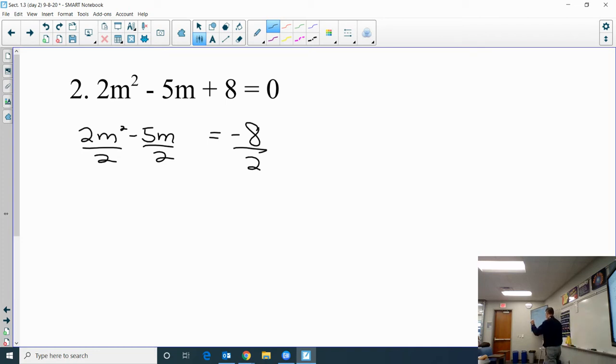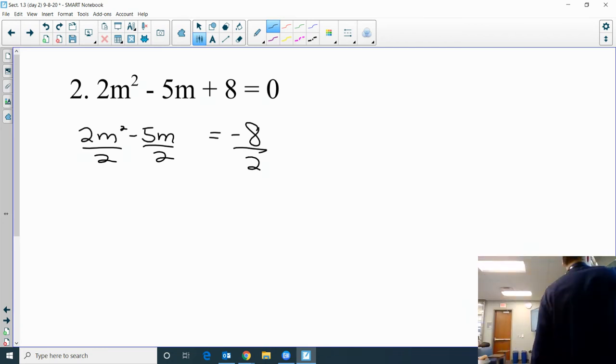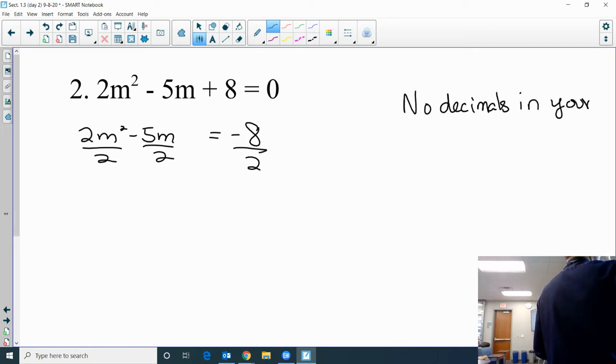Now, when we're completing a square, I don't want no decimals anywhere in your work or in your answer. Okay, so don't make that 5 over 2, 2.5. Do not do that. Keep it as 5/2. And I'll write it down here in a second. No decimals in your work or answer.